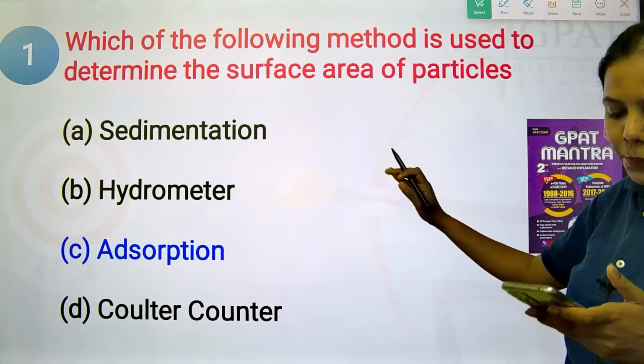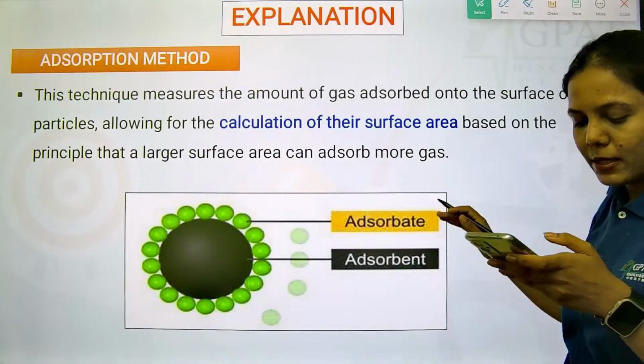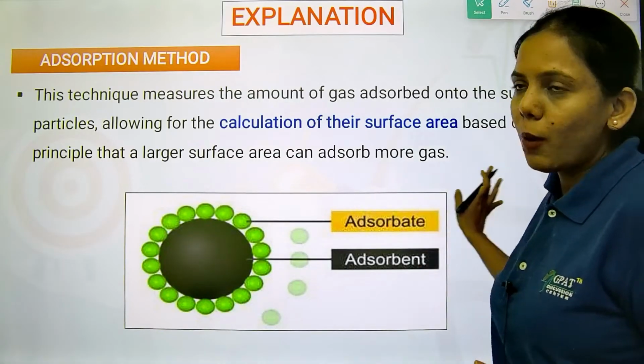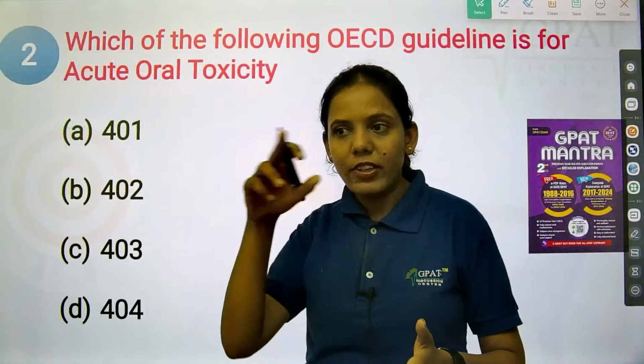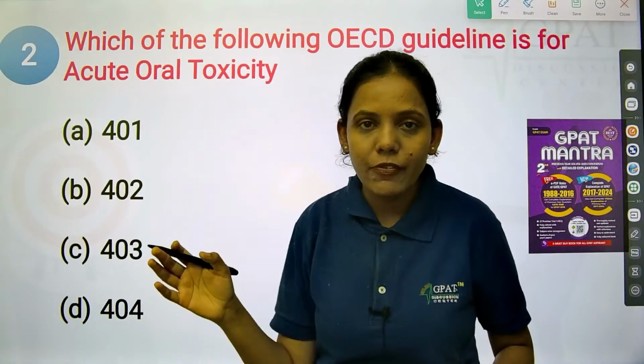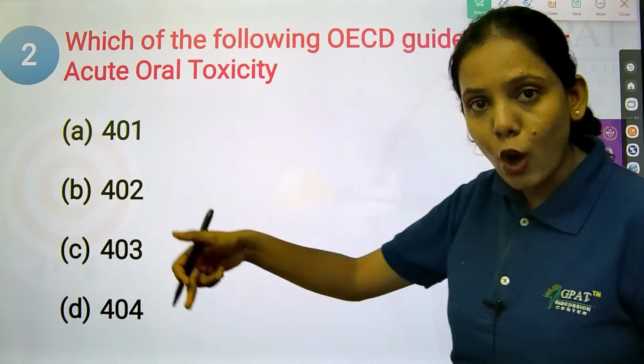Those who have given option C, very good. Helium displacement, very good, Vijay. So you know the adsorption technique. Adsorption means the particles will get adsorbed. It is a surface phenomenon, not a bulk phenomenon. Absorption is a bulk phenomenon.